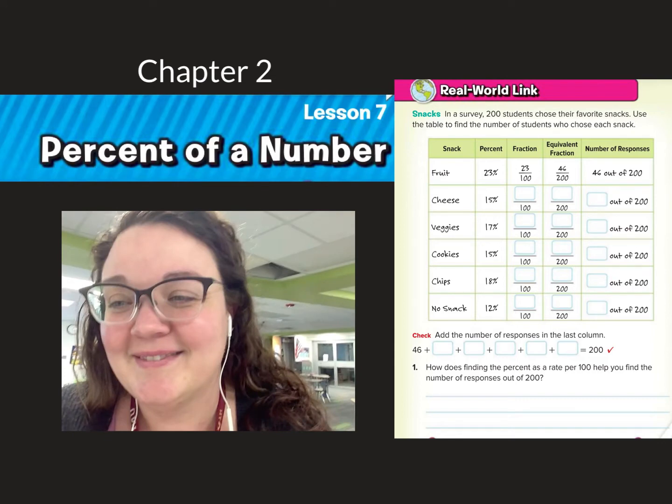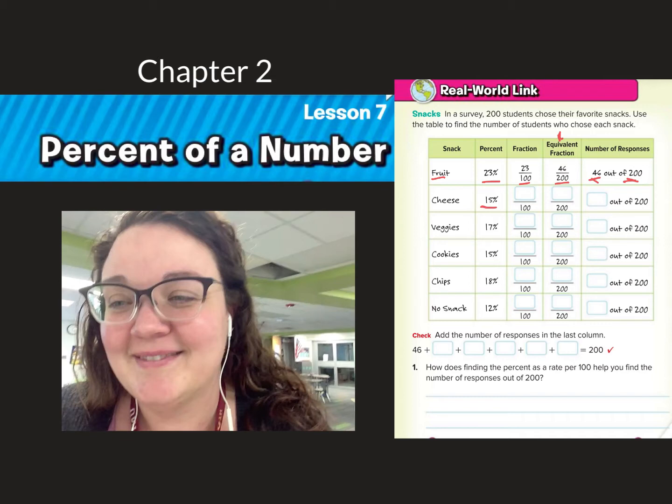Alright, so here we have a real-world link, snacks. In a survey, 200 students chose their favorite snacks. Use the table to find the number of students who chose each snack. For fruit, we had 23%. Sometimes it's nice to find equivalent fractions when we're doing percent. So that would be 23 out of 100. Therefore, it'd be 46 out of 200. So we'd know that 46 out of 200 people chose fruit.